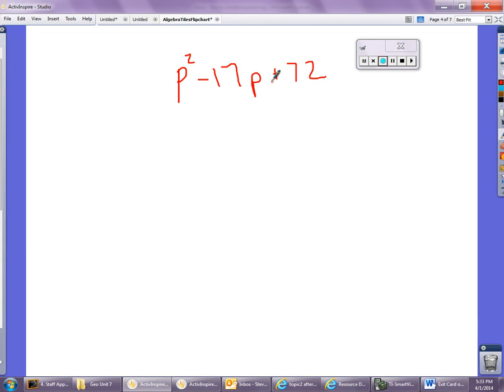This one was a little bit more complicated because not only did you have to multiply to a positive number, but when you added them, you got a negative number. Well, the only way that would happen is if both numbers are negative, because a negative times a negative is a positive. So what numbers multiply to 72? Well, 8 and 9. And if you think about it, negative 8 and negative 9, when you multiply them, you do get a positive 72. But when you add them, you get a negative 17. Negative 8 plus negative 9 is negative 17.